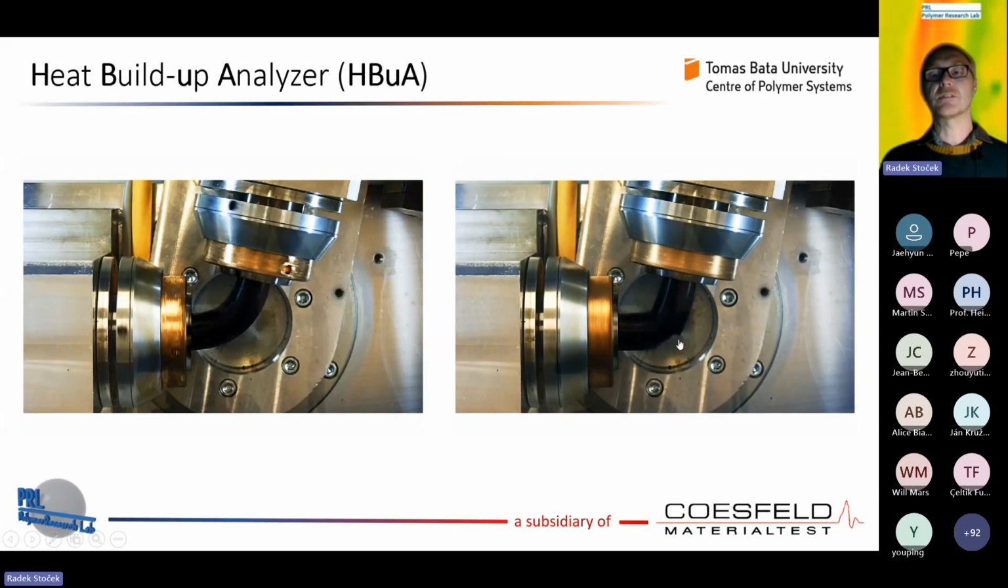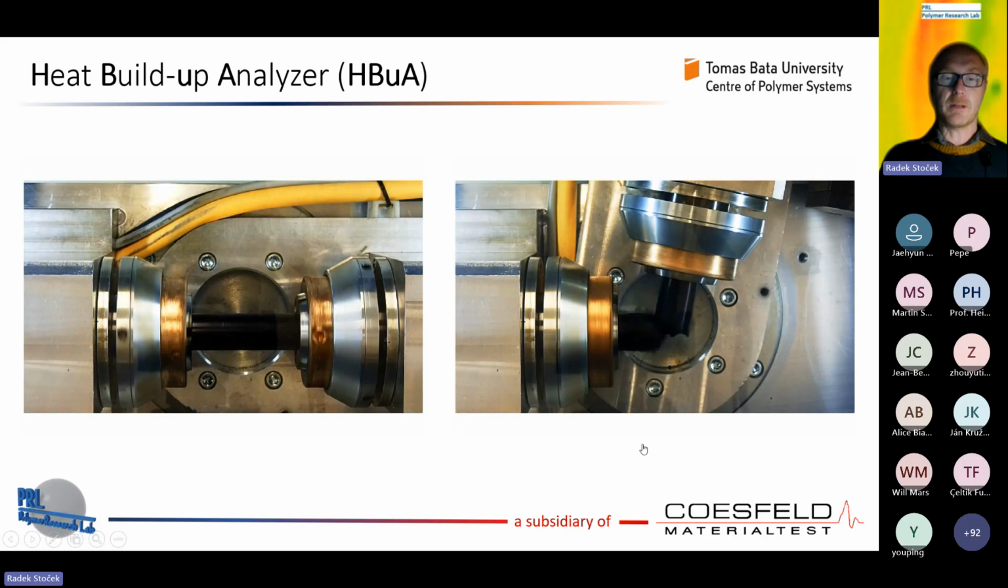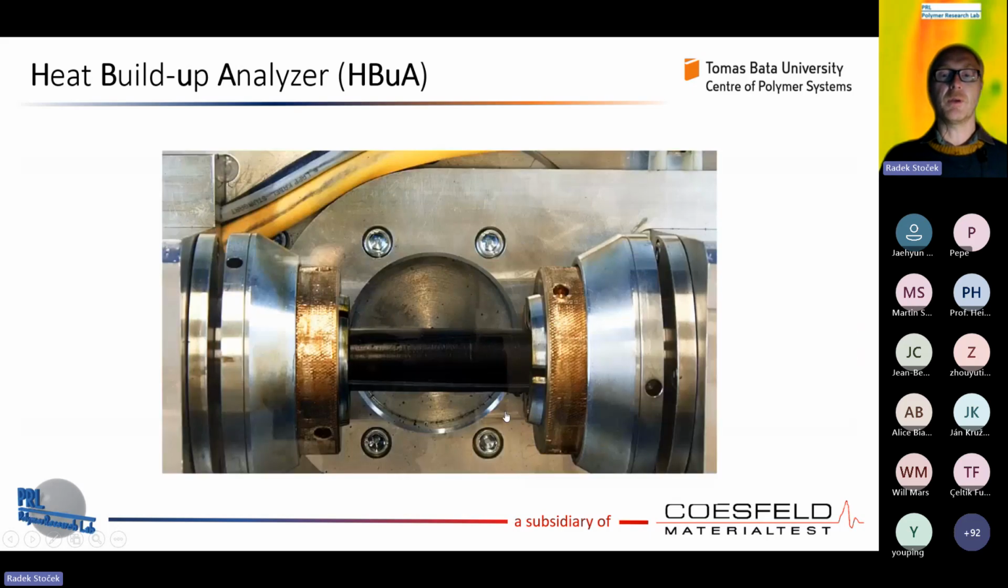You can see now it really starts to be destroyed, and now the sample is fully destroyed. And this was not a blowout. This was really a fatigue of the material as well.